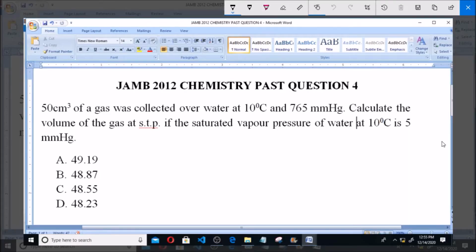I'll be answering JAMB 2012 Mathematics Past Question 4. 50 centimeter cube of the gas was collected over water at 10 degrees Celsius and 765 millimeters mercury. Calculate the volume of the gas at STP, that's standard temperature and pressure, if the saturated vapor pressure of water at 10 degrees Celsius is 5 millimeters mercury.